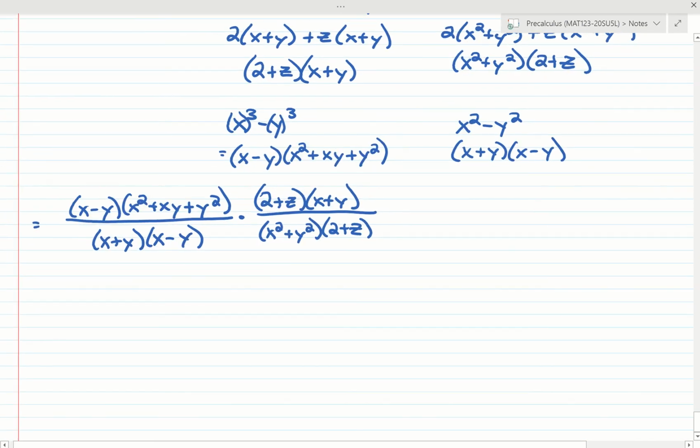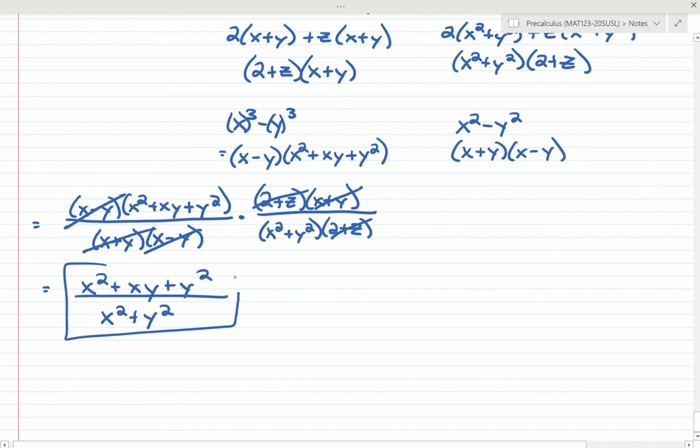All right, so now let's cancel out our common factors. You can combine all these if you want, but just leave them separate. This cancels with this, x plus y cancels with x plus y, 2 plus z and 2 plus z. It looks like all we're left with is x squared plus xy plus y squared over x squared plus y squared. That would be the answer. It's a little bit longer, but that's it.